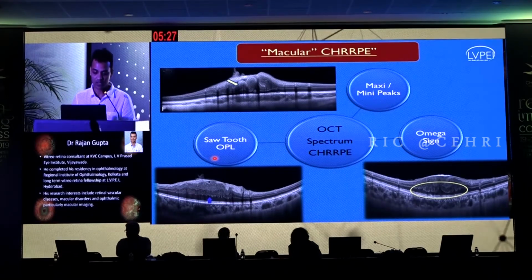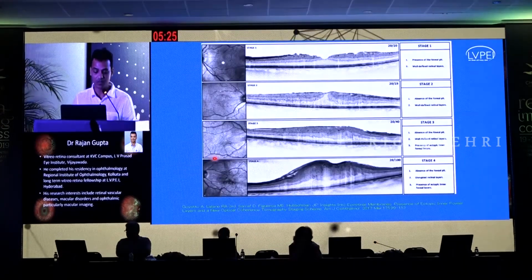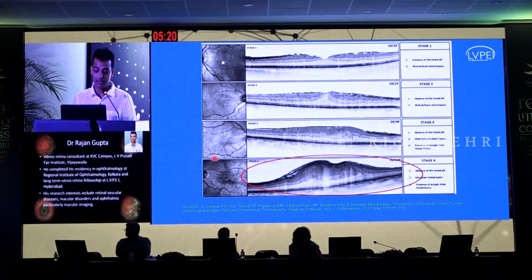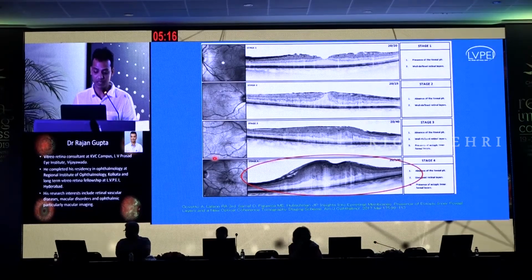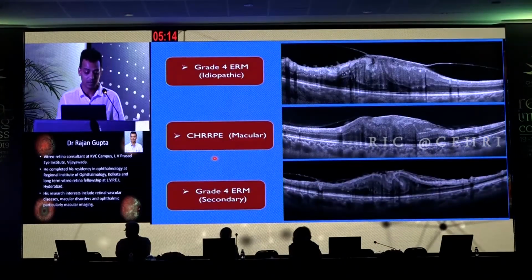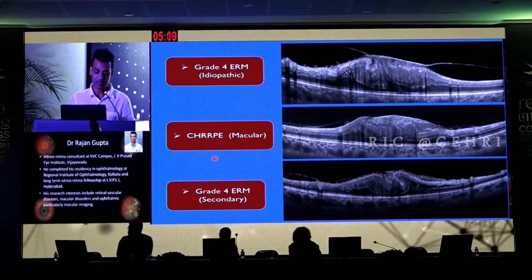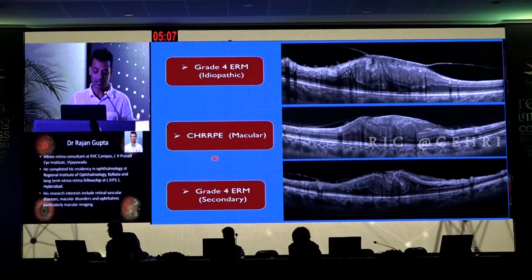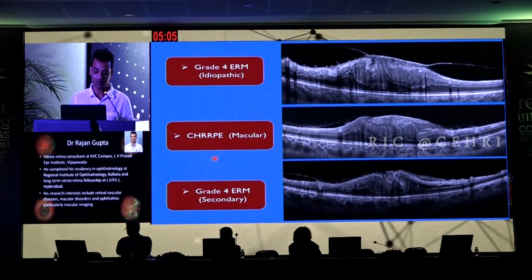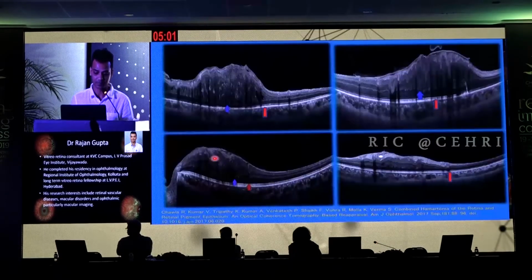But this constellation of signs on the OCT which we observe is not exclusive to the combined hamartoma. They have been seen in recently graded ERM with stage 3 or stage 4 ERMs. And looking at the outlook on the OCT, it becomes very hard to differentiate both entities on just seeing the OCT.